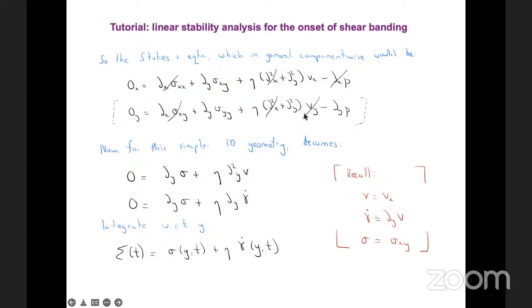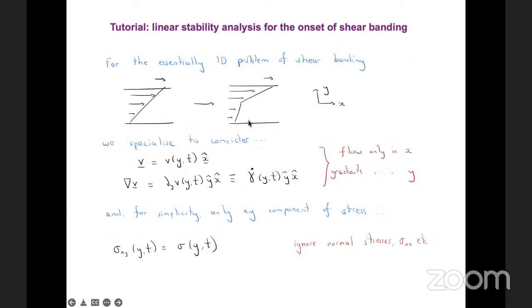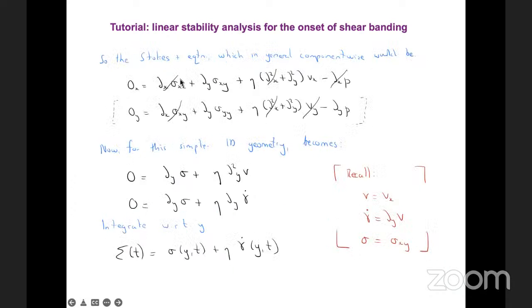So we're thinking about flows only in the x direction, so we cross out vy, so all of this term immediately goes away. We're not allowing anything to vary in the x direction. Remember, we've said we've only got gradients in the y direction, so we can cross out this and we can cross out this. So then we have 2 equations, d by dy of sigma xy plus eta grad squared vx is equal to 0. That's the one that's actually important.